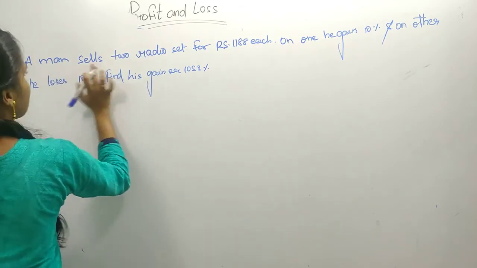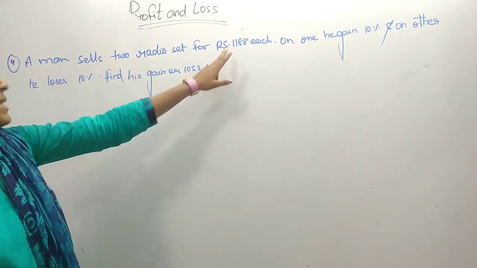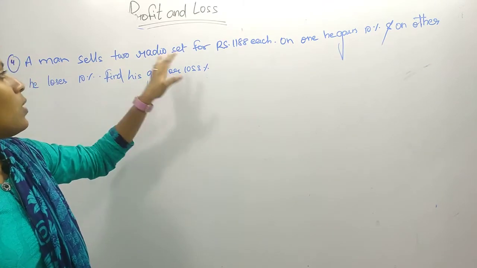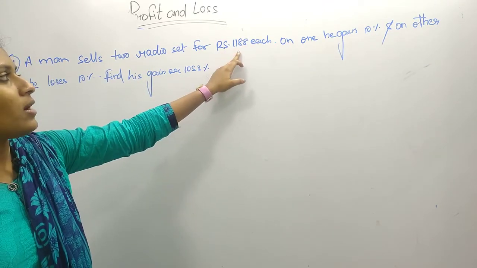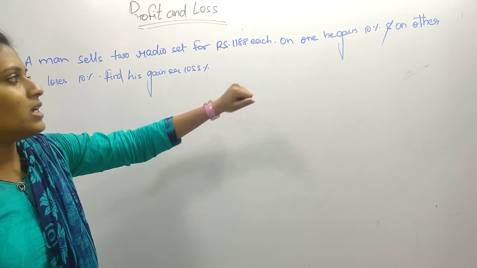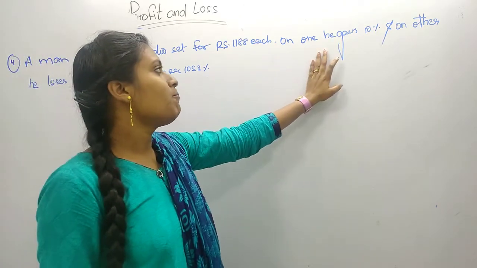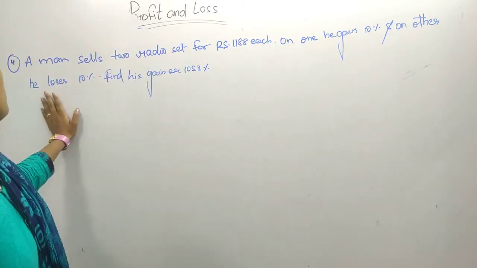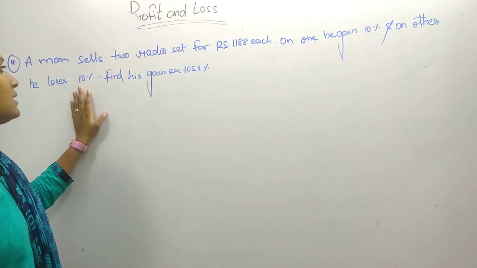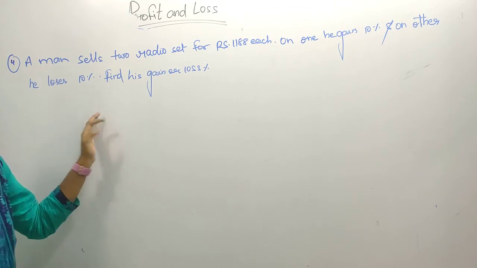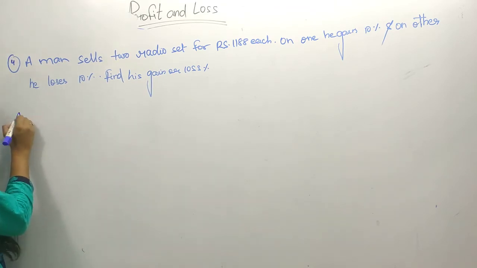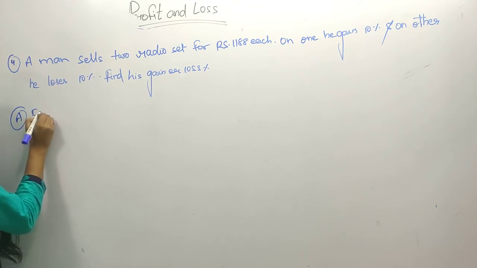A man sells 2 radio sets for rupees this one each. 2 radios he sold at the same cost of rupees 1188. On one radio he gained 10%. On the other radio he loses 10%. Find his gain or loss percent. Okay. We'll solve the problem in the first radio.